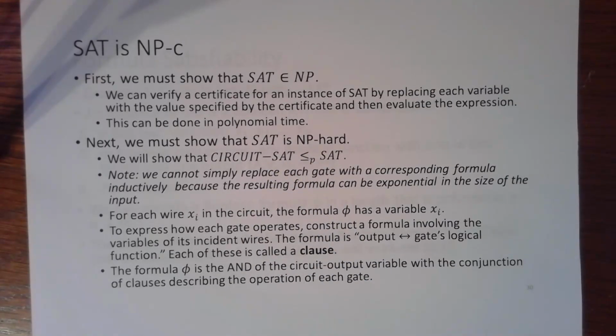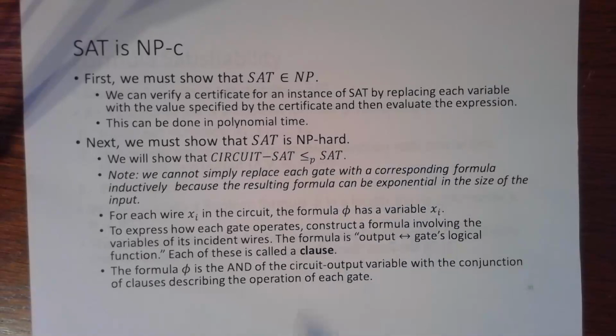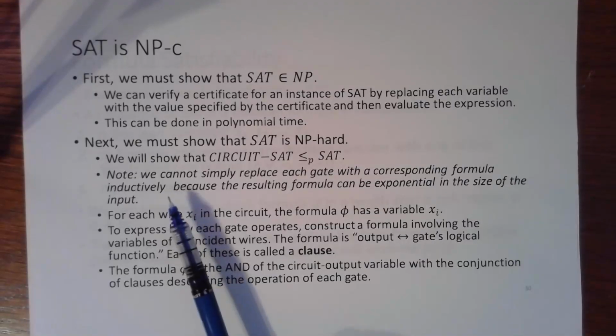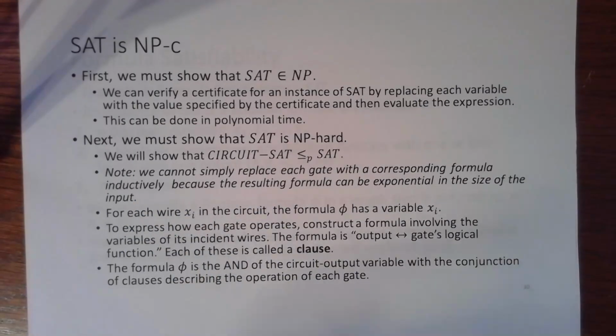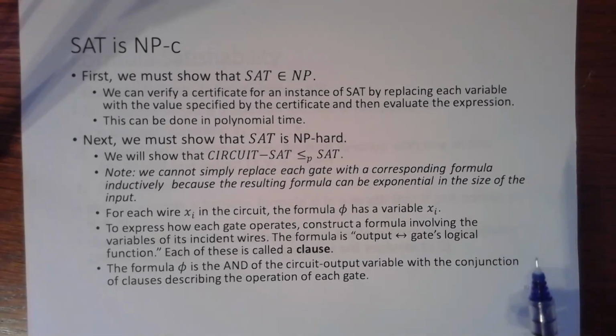Now, we might think that we can just replace every gate with a formula that represents that gate, and then substitute that expression into another expression for the next gate, and do this inductively and grow the formula. The problem with this is that we can end up getting exponential in the size of the input if we keep substituting the formula into another formula, substituting that into another formula. That can grow exponentially. So even though it seems like the intuitive way to do it, we can't guarantee that it is polynomial in the input size.